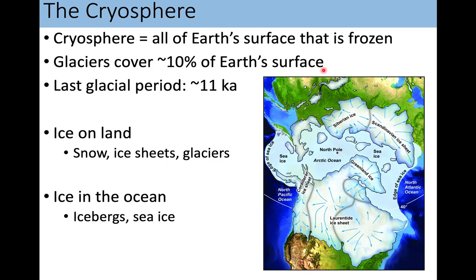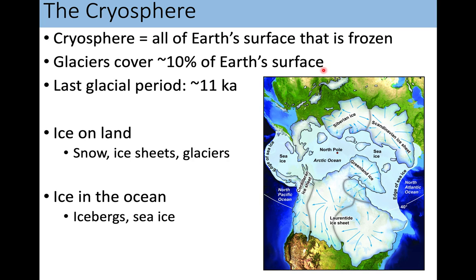So the cryosphere. The cryosphere is what we call the part of Earth's surface that is regularly frozen. So this would be up in the North Pole and in the South Pole. So where the Earth is the coolest, where ice can survive all year long. So glaciers actually cover about 10% of Earth's surface. So it's quite a bit.